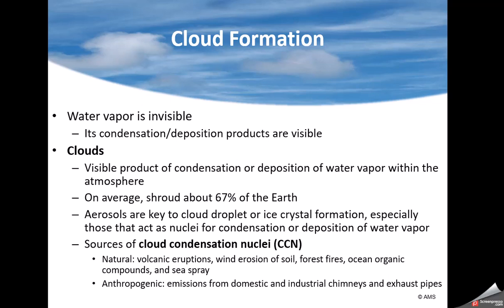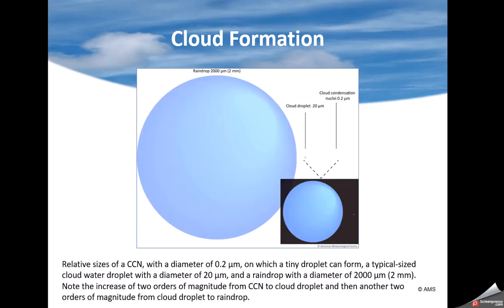And there are some difficulties in why clouds form. Believe it or not, if the air was completely clean, we wouldn't see many clouds. Why is that? Well, water vapor is really, really, really tiny. Here's a kind of to scale depiction between a raindrop and a cloud droplet. Cloud droplets are really, really small.